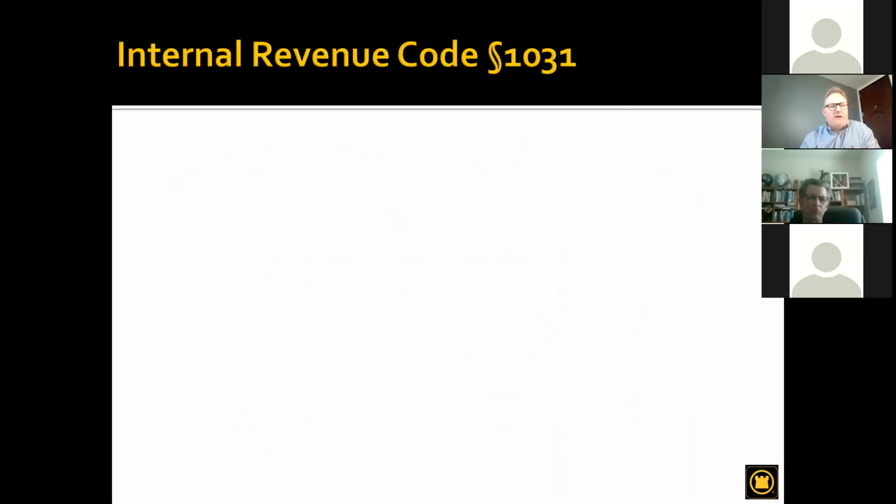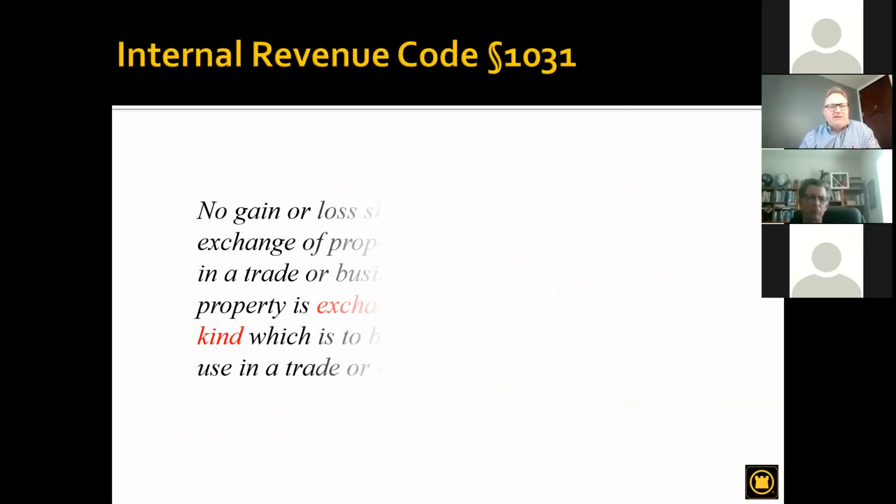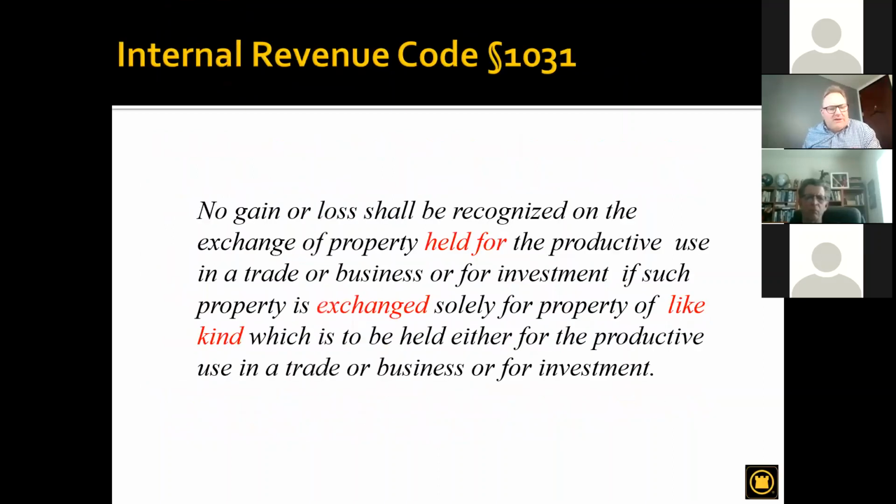So moving on here, this is the actual 1031 section out of the Internal Revenue Code, and I'll just read it. It says, no gain or loss shall be recognized on the exchange of property held for the productive use in a trade or business or for investment if such property is exchanged solely for property of like kind, which is to be held either for the productive use in trade or business or for investment.